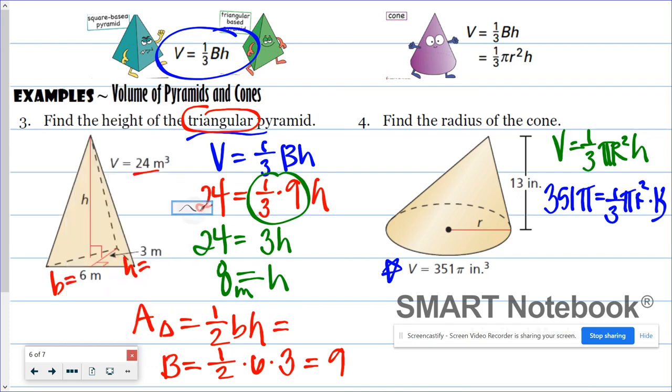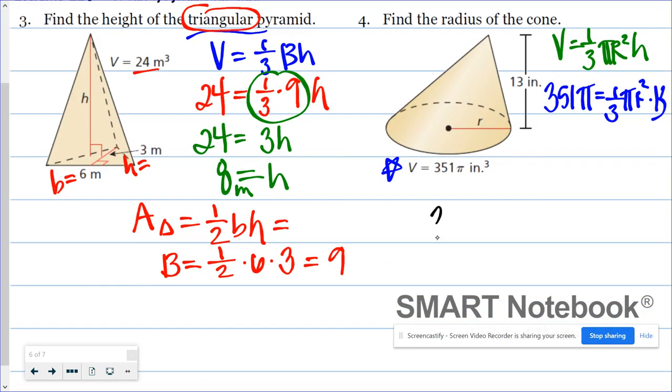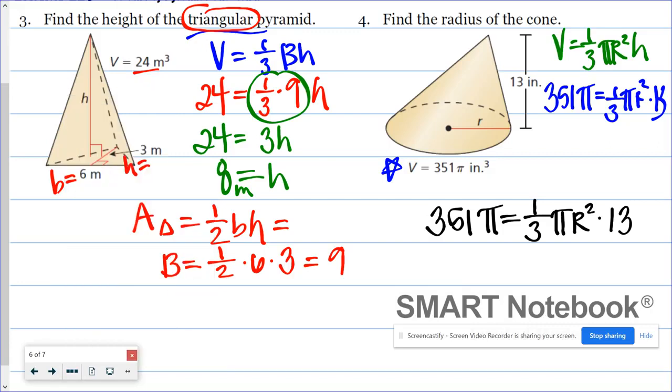That looks really messy. I think I'm going to rewrite it. So what do you notice about the two sides of this equation here? Yeah, I do too. There's a pi on both sides. So if I go and divide both sides by pi, those pi's are just going to completely cancel out.